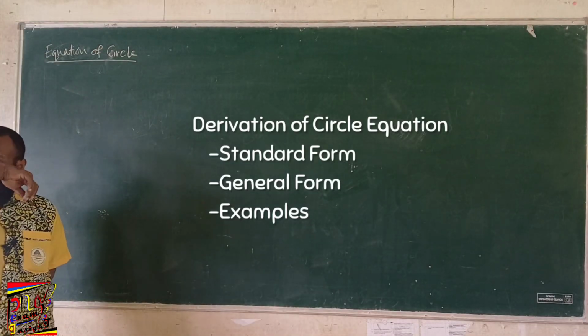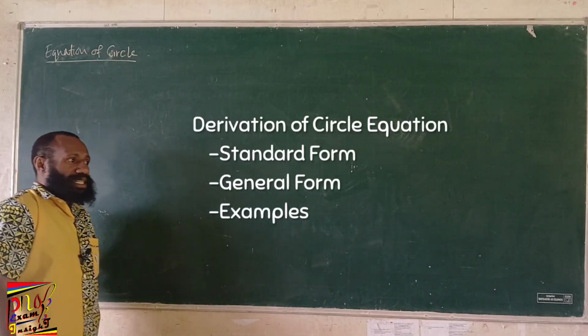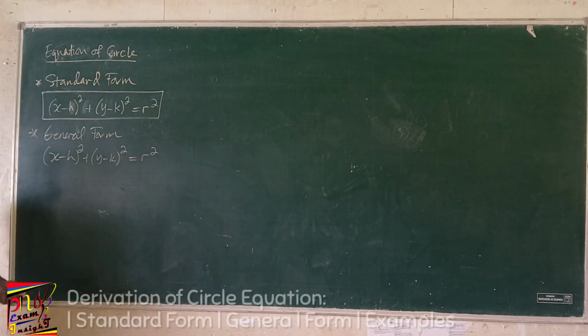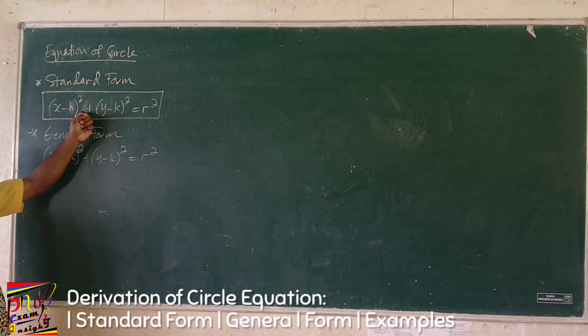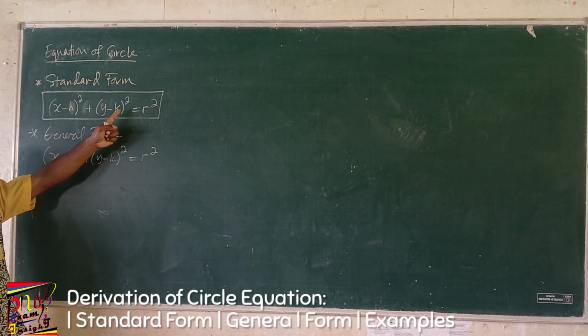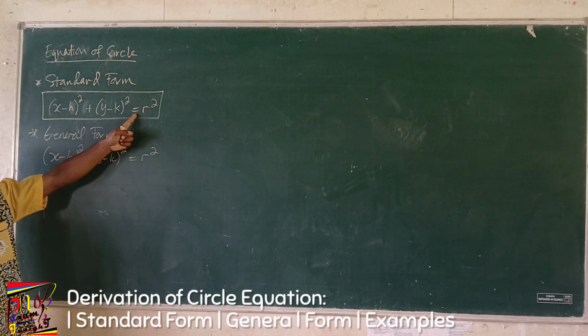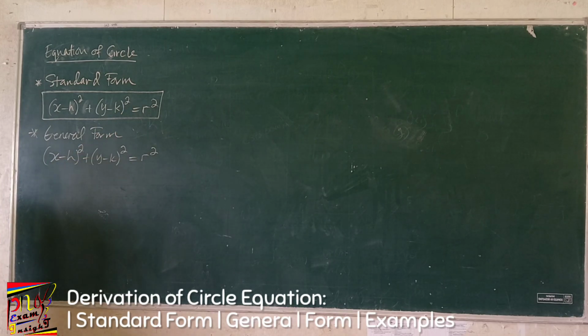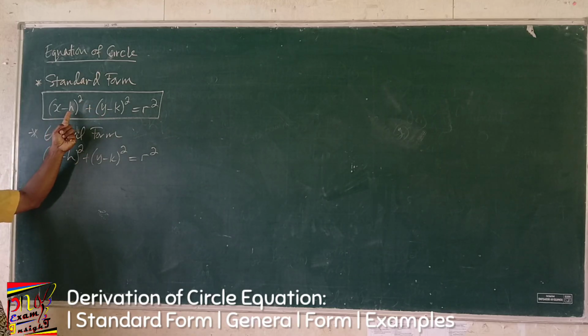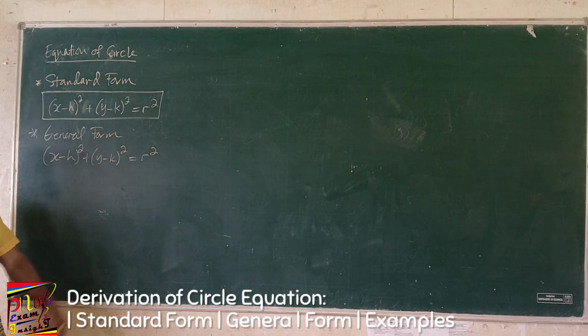Variables are represented in two forms: one in standard form, the other in general form. Standard form is written as (x − h) squared plus (y − k) squared, with the brackets each raised to the square, equals r squared. In general form, we are going to expand that standard form. And what do h, k and r represent?